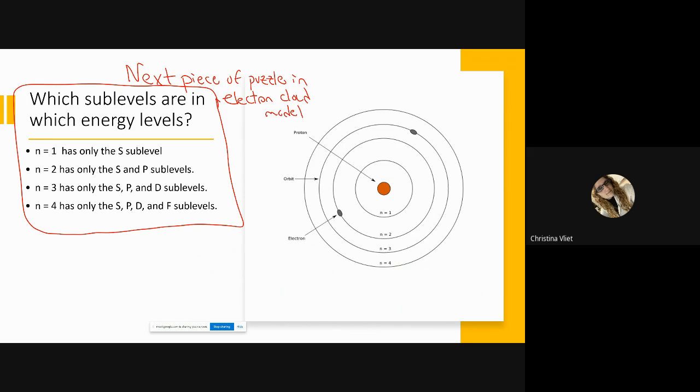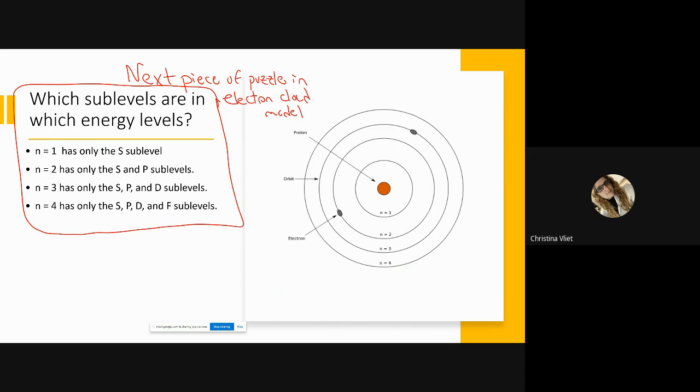In the second energy level, a little bit farther on average from the nucleus, higher energy, there's both the S and the P sublevels. In energy level 3, there's S, P, and D. And in energy level 4, there's S, P, D, and F, all 4 sublevels.